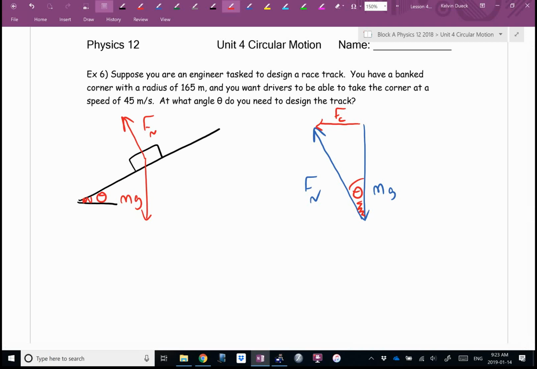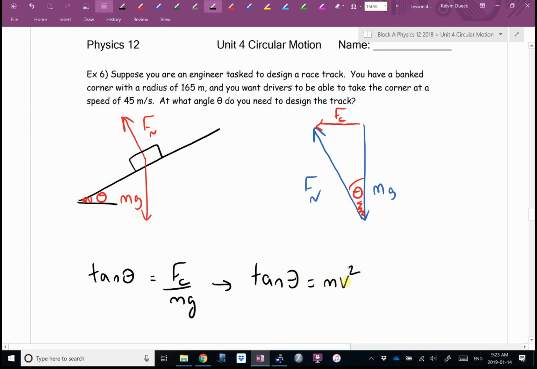Do I know the normal force? I don't care about the normal force. I'm going to use these two here. Again, which trig function is it? Okay. So I'm going to get tan theta equals opposite over adjacent. Tan theta equals mv squared over r, over mg.